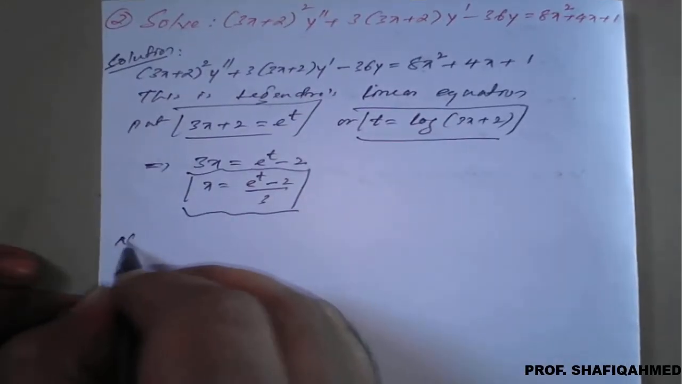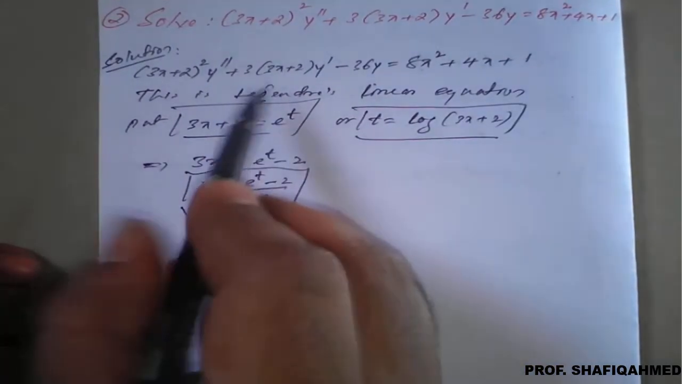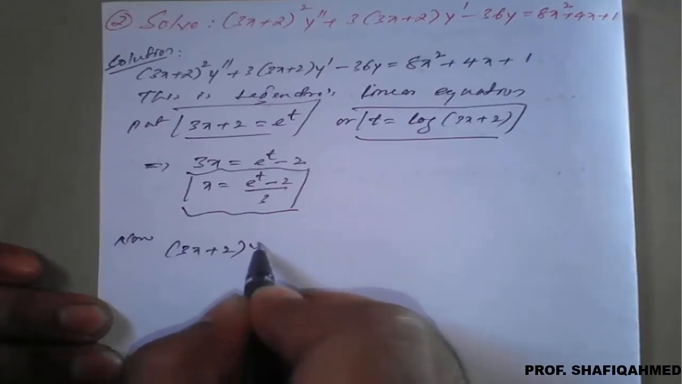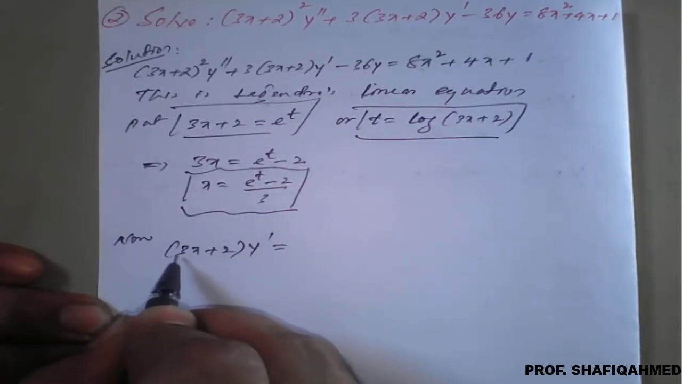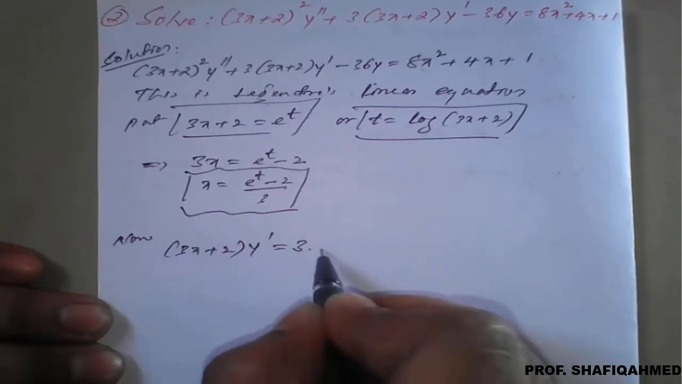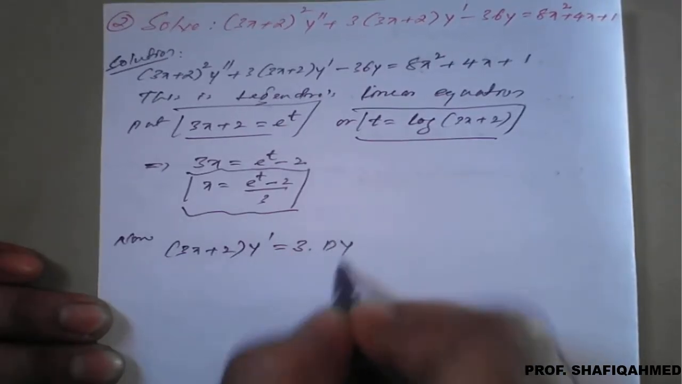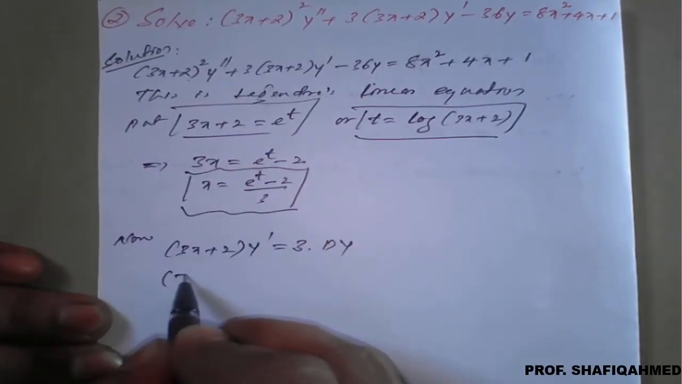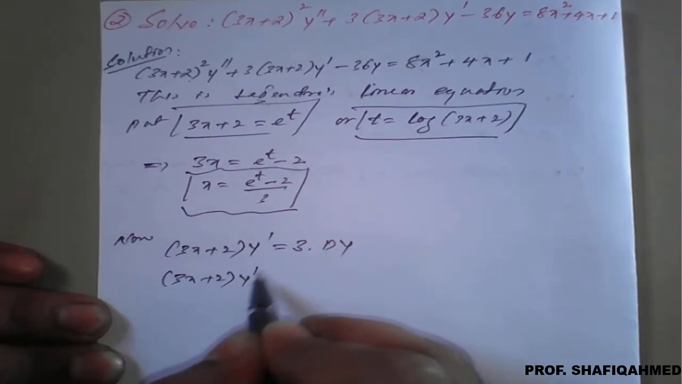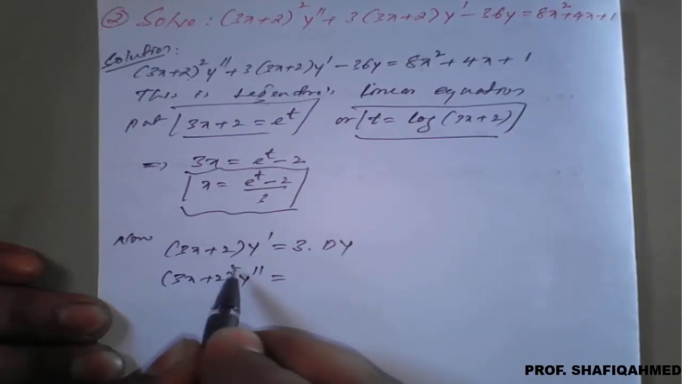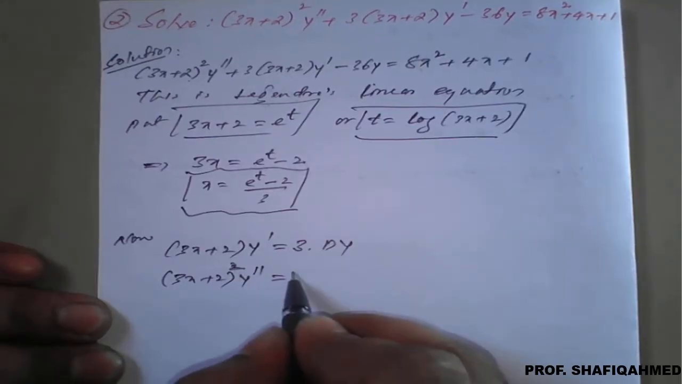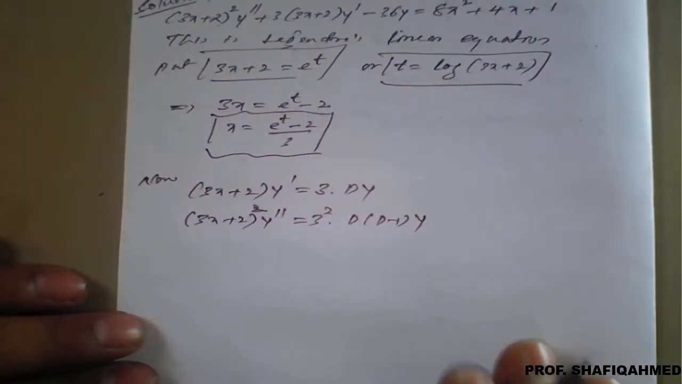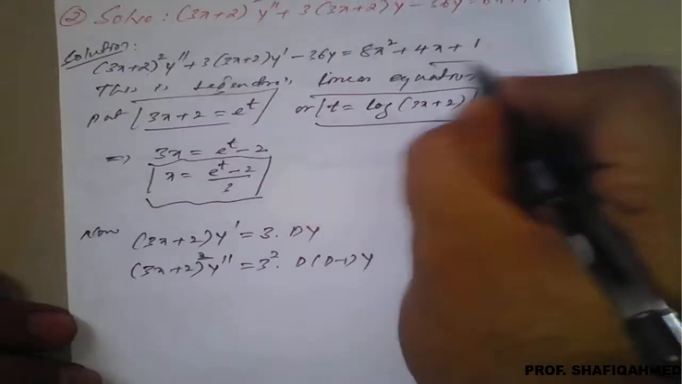Now we'll also replace the value of (3x+2) y'. It will be replaced as, since the coefficient of x is 3, 3 into the value of y' which can be written as Dy. Similarly, (3x+2)² y'' will be 3² into D(D−1) y, because of the whole square. So simplify and give this as equation number 1.